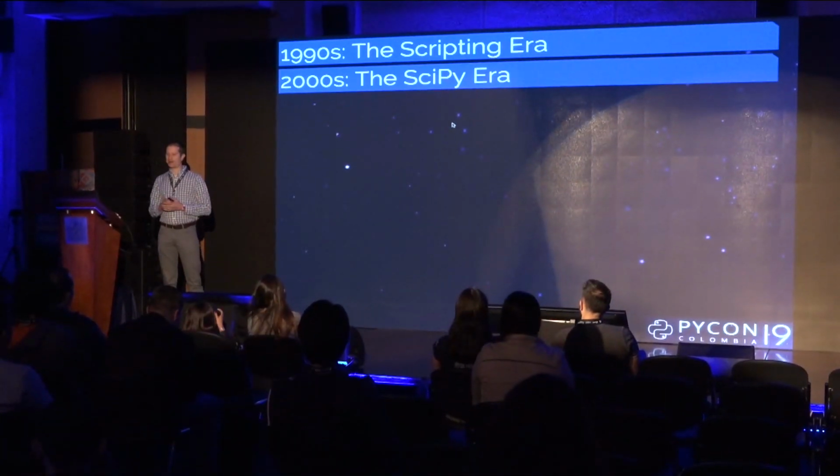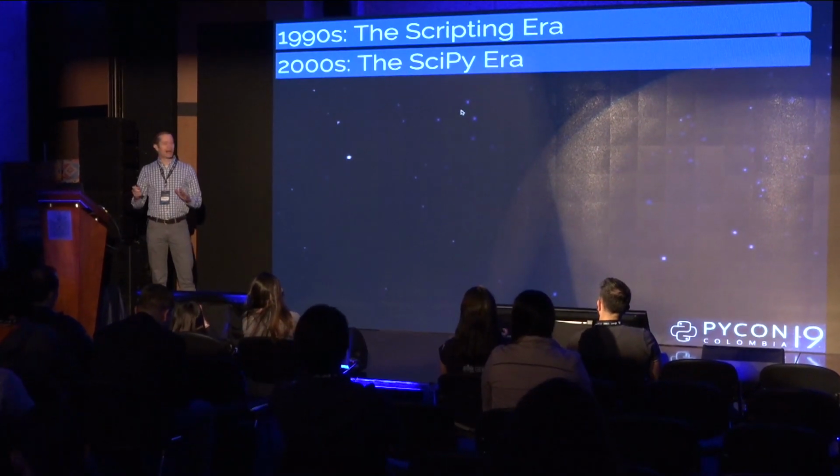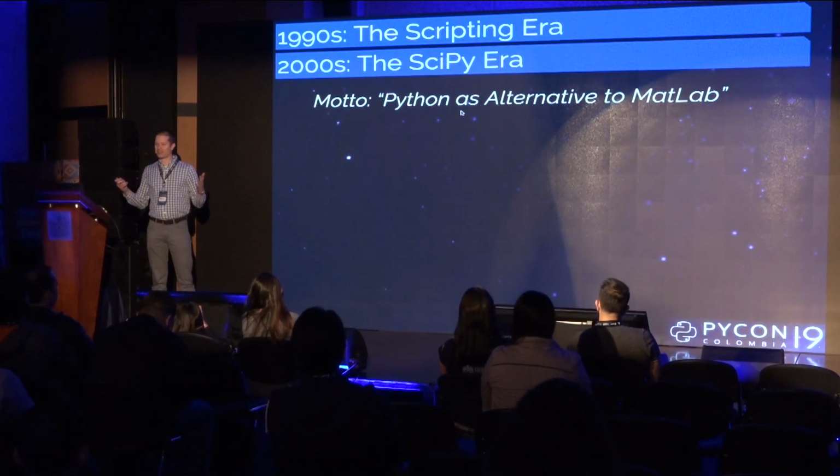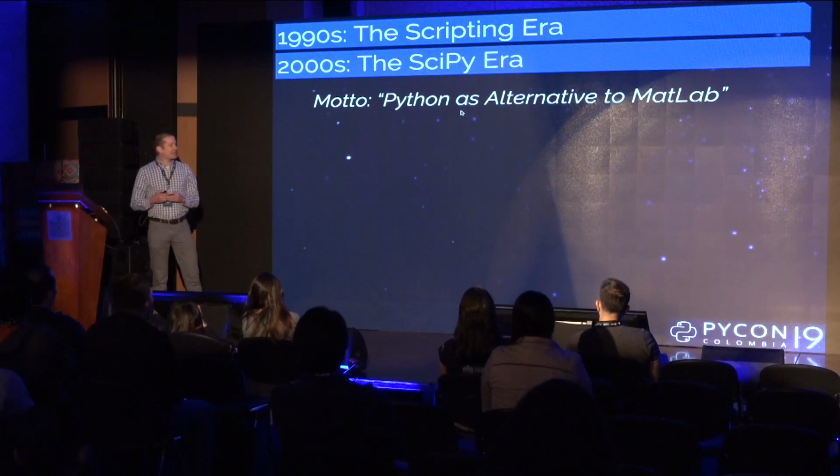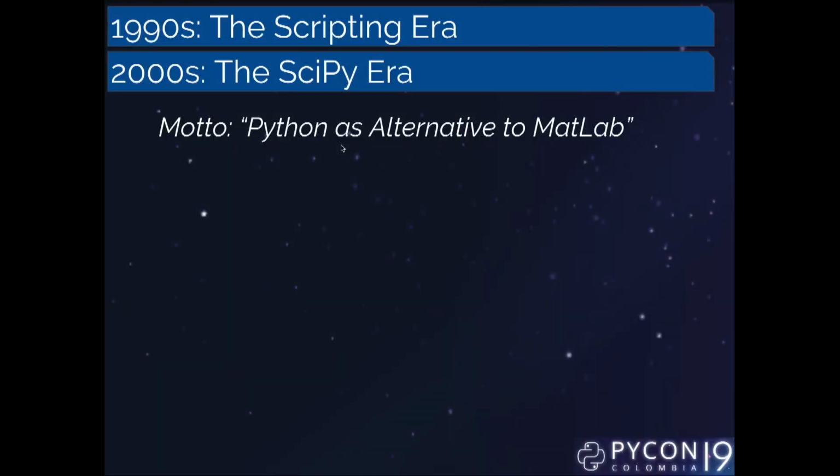So that was the scripting era in the 90s: Python as an alternative to Bash. In the 2000s, I like to think about this as the SciPy era. And if there's a motto for the SciPy era, it's Python as an alternative to MATLAB. A lot of folks in the 2000s who came to start using Python and get into the Python open source world were converts from MATLAB.